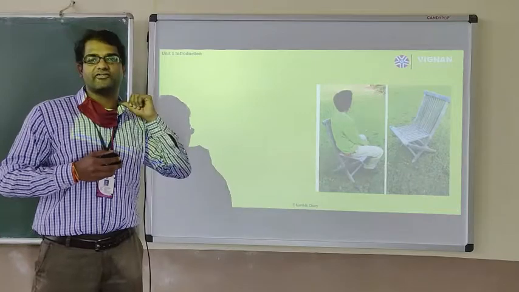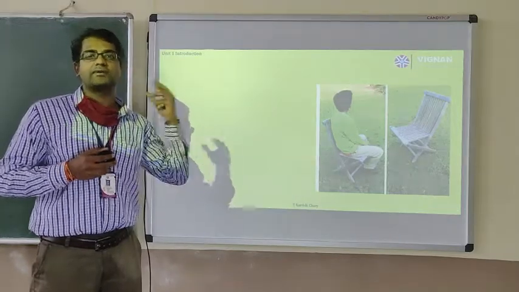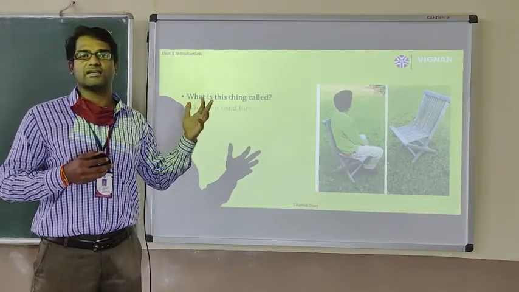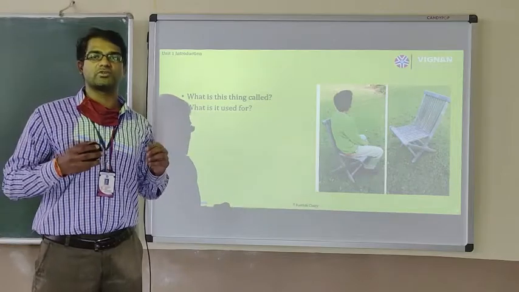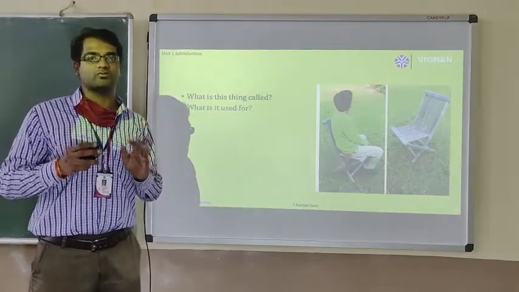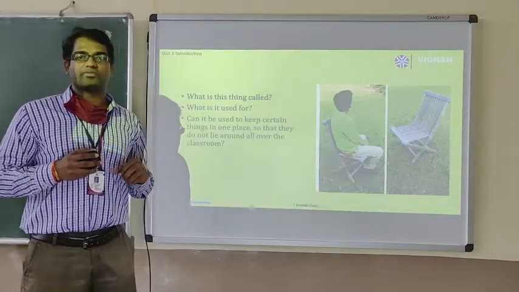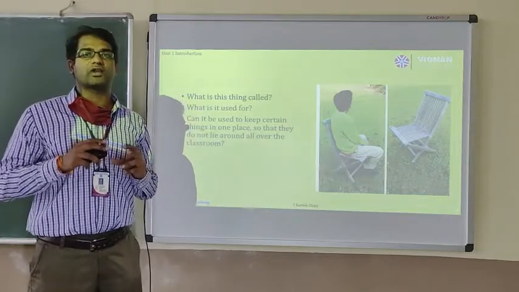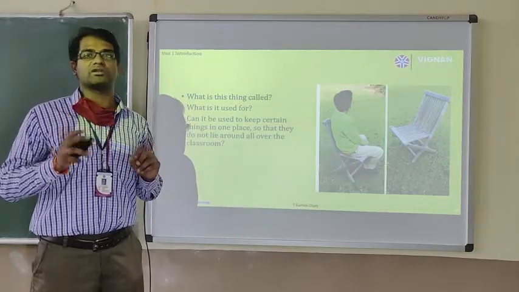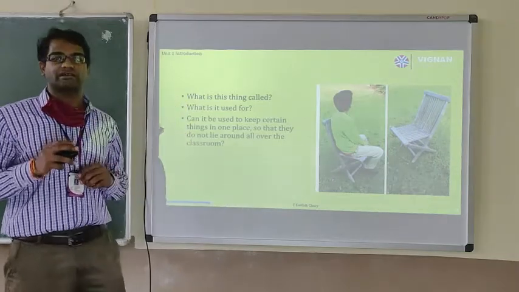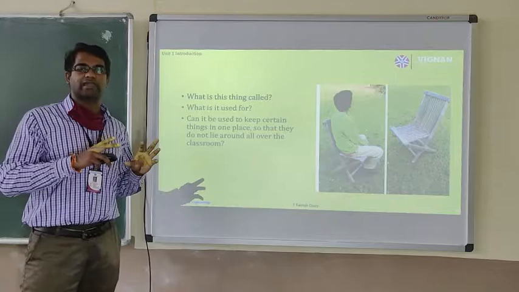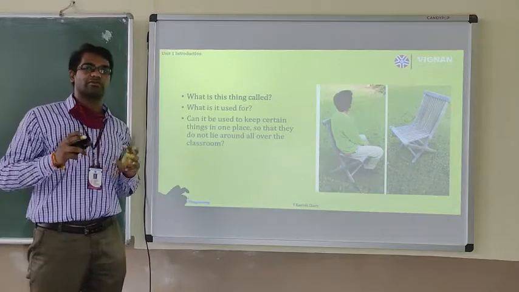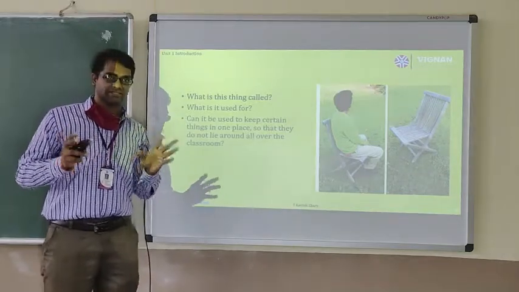In the right side figure, you can see a chair, and a person is sitting on the chair. What is this called? We call this a chair. And what is it used for? It is used to rest a person, or if you want to sit, you use this chair. Can it be used to keep certain things in one place so that they do not lie around all over the classroom? We cannot use it for that, right? The chair is used only for the purpose of sitting.